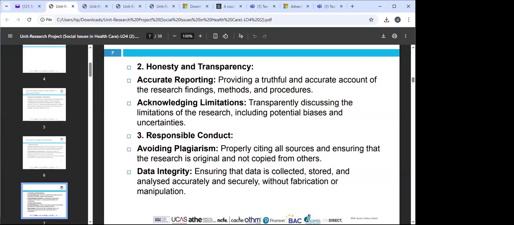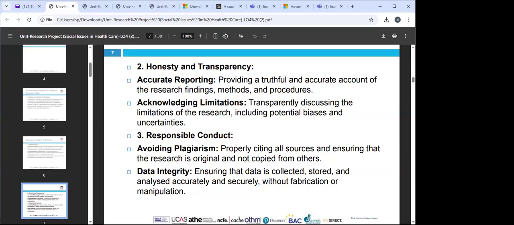Muji, you said that, isn't it? Yes, exactly. So this is what you say: an accurate account of the research findings, methods, and procedures. Very, very important. What you gather should be accurate. It needs to stand the test of honesty and transparency.